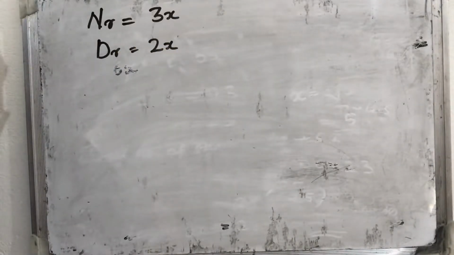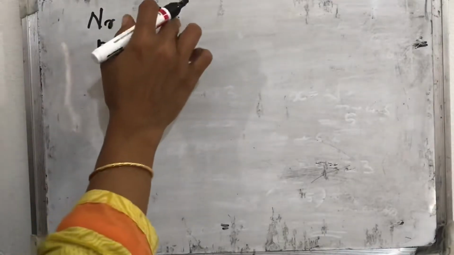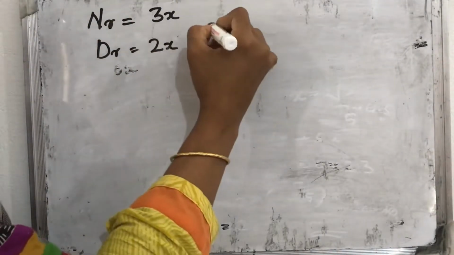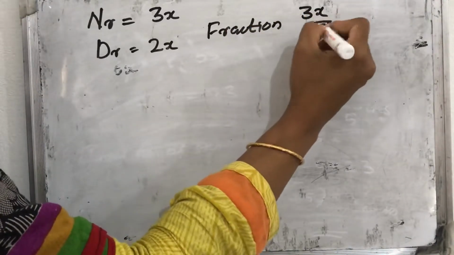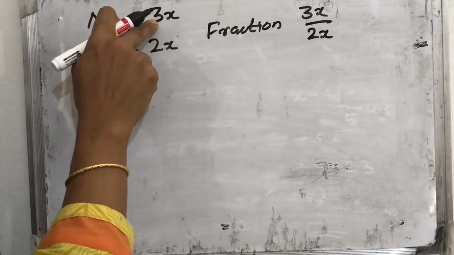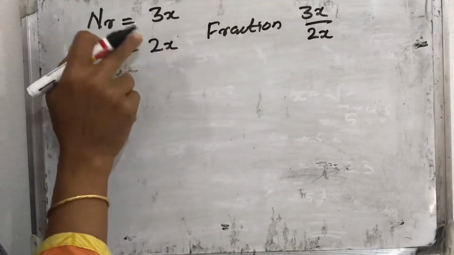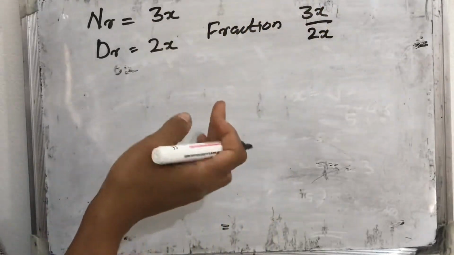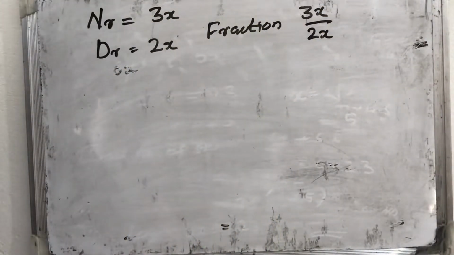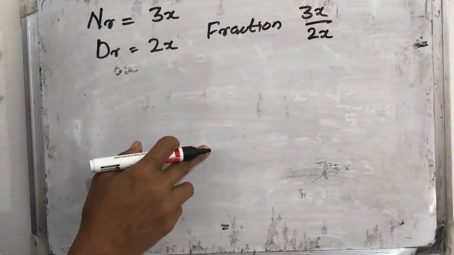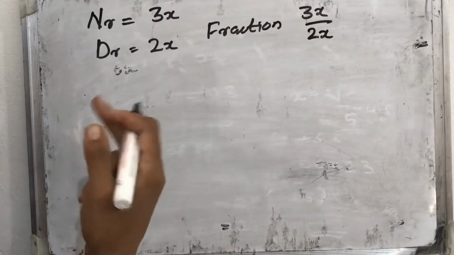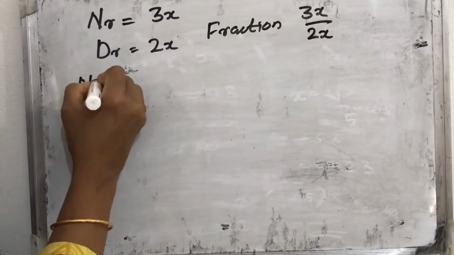So what will be the fraction? If the numerator is 3x and the denominator is 2x, then we can write the fraction as 3x by 2x. Then what is given? Again read the next statement. If 3 is added to the numerator and 2 is subtracted from the denominator, a new fraction is formed. So how can we write the new fraction?